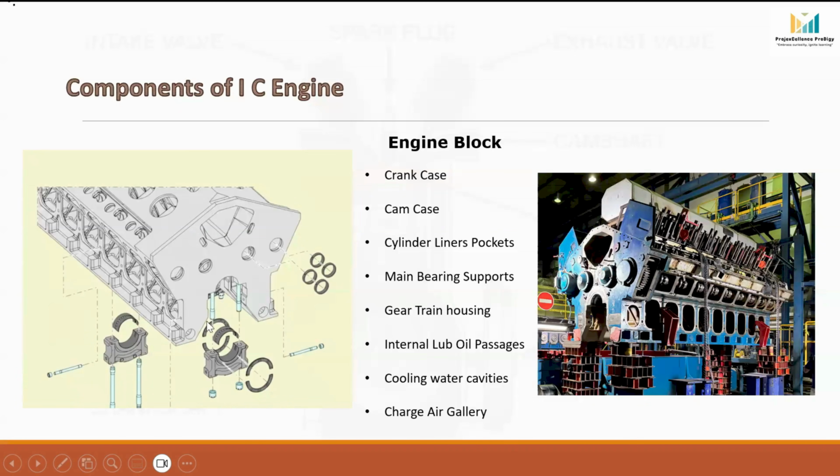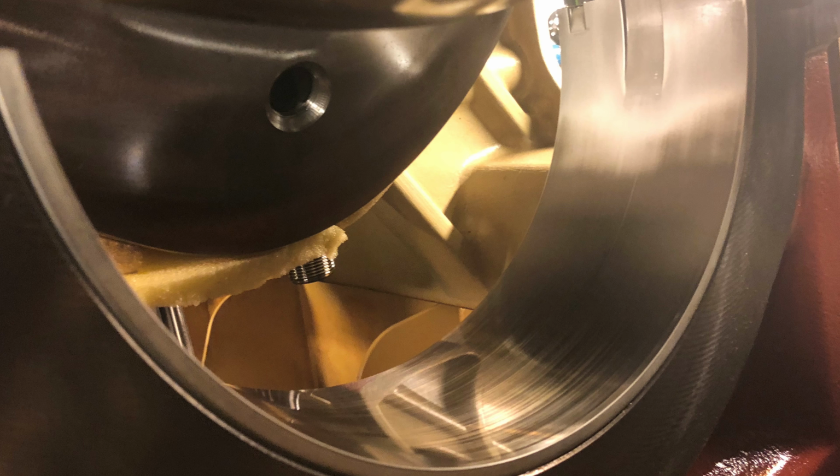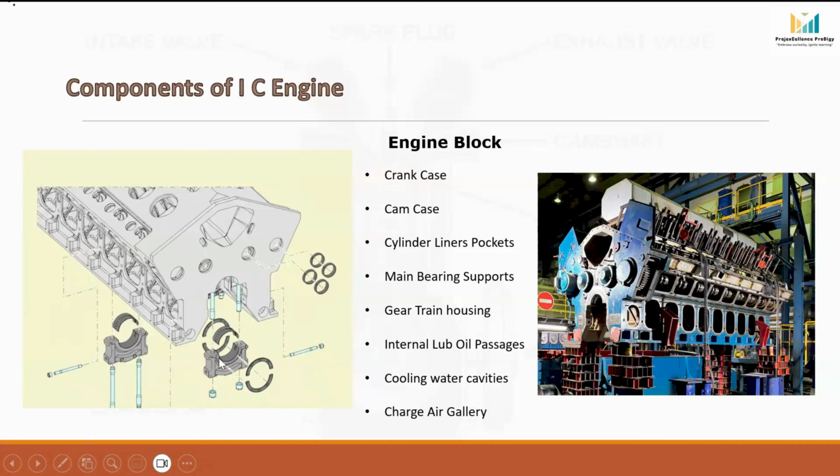Now let us come to the main bearing support area. These are the strong support structures provided inside the crankcase for mounting the crankshaft. The crankshaft rotates on main bearings fitted in these supports, which are called saddles and main bearing caps. These supports carry extremely high rotating loads and combustion forces during engine operation.